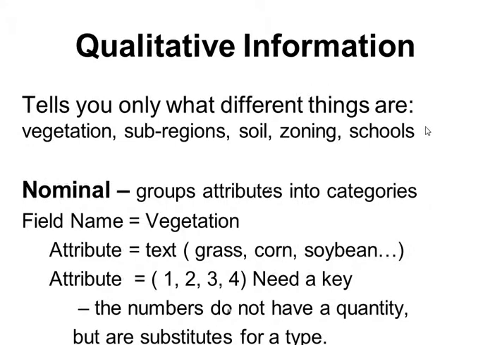And if it's a number, it could be vegetation types. I think the vegetation key is numbered, 1 to 500, and you need a key to find out what vegetation type 200 is. So you can't always tell by the attribute type whether it's categorical or not, but you can tell if it's quantitative or not. Quantitative will never be text. So if you see a text in there, you know it's not quantitative. You can't add grass and corn. You could add yield in grass and corn, but you can't add grass and corn themselves.